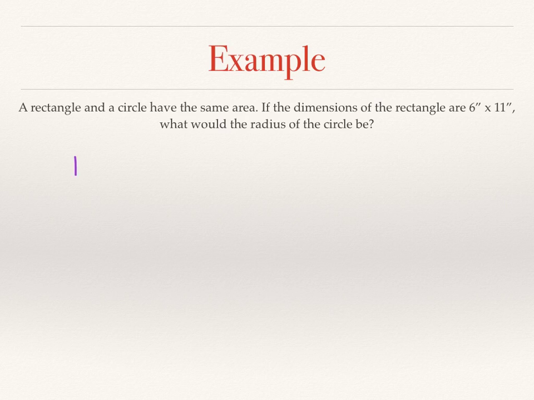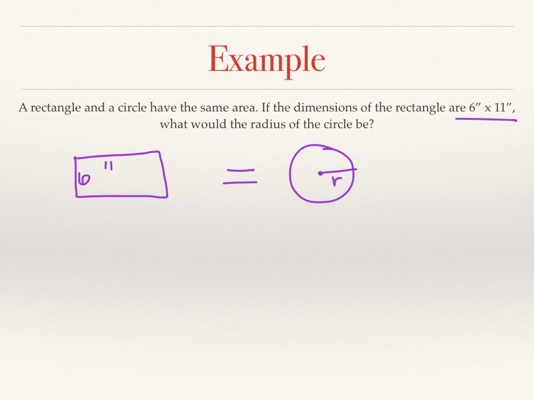So, here's my rectangle. And I know my rectangle is 6 by 11. And then here's my circle, and I'm going to say that my circle has a radius of r. And I want my areas to be equal between the two. So I'm going to figure out what the areas would be. My rectangle area is going to equal 6 times 11, because that's how you find the area of a rectangle.